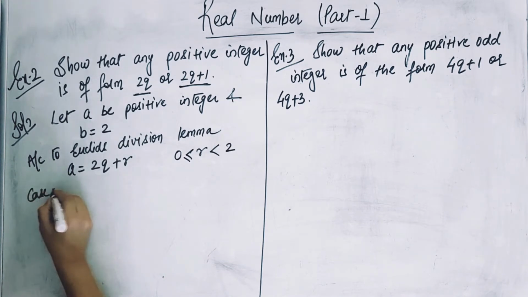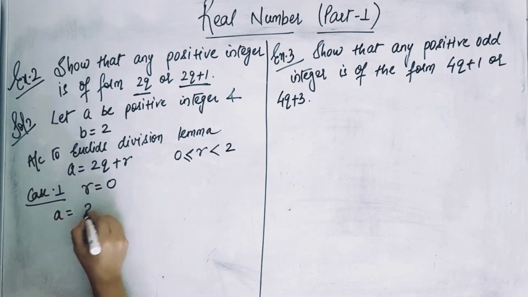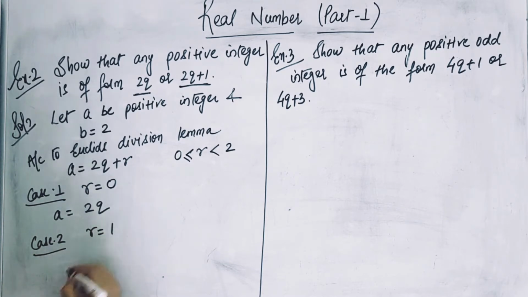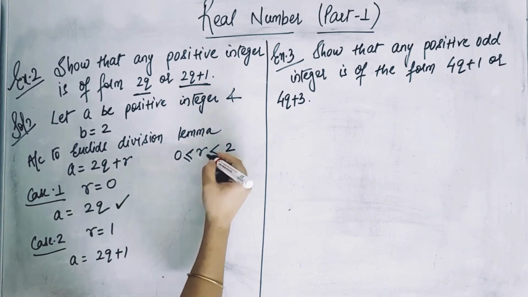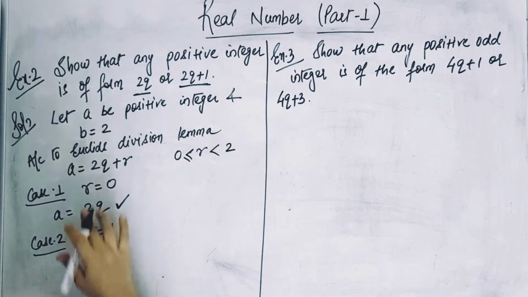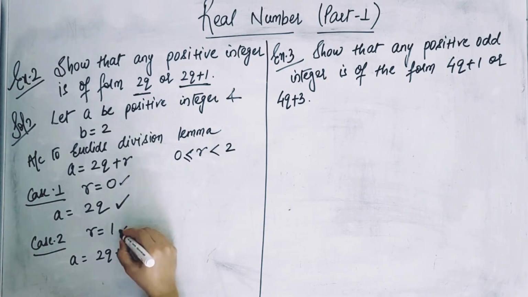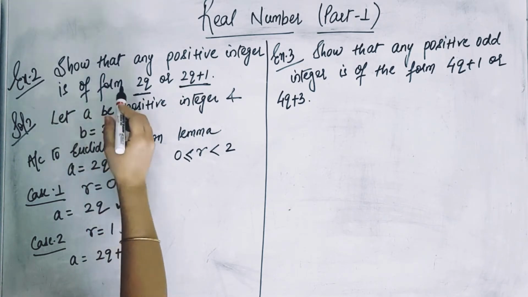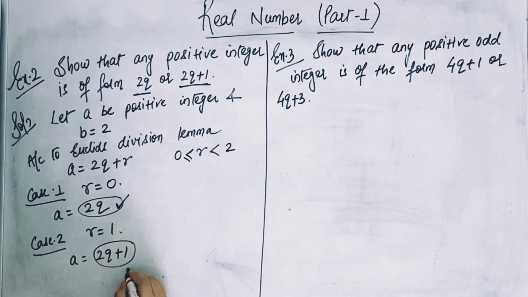Now case 1: when r is equal to 0, a will be 2q. Case 2: when r is equal to 1, a will be 2q plus 1. So we have only two options, because r greater than or equal to 2 we cannot take. So there exist only two cases, that is r equals 0 and r equals 1. Hence any positive integer can be expressed in the form of 2q and 2q plus 1 only if b is 2.